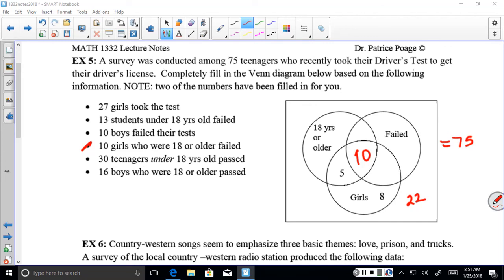Okay. All right. 16 boys, so stop right there. They're not girls, so cover that up. So they're boys, one of these four, who were 18 or older. So out of these four, 18 or older would be these two. And it says they passed. So out of these two, they'd be right there.